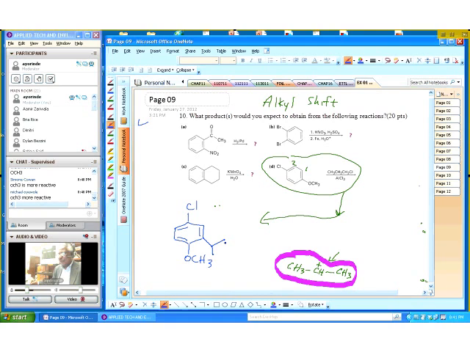Now, it isn't to say that you are not going to form a product in which the propyl is there, but the major product will be this one here. Is that clear to all of you? If it is, give me a happy face. Okay, good. I think we finished the problem on this page.